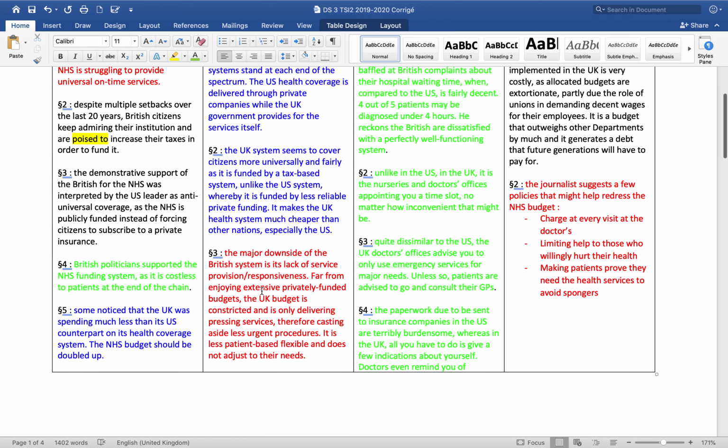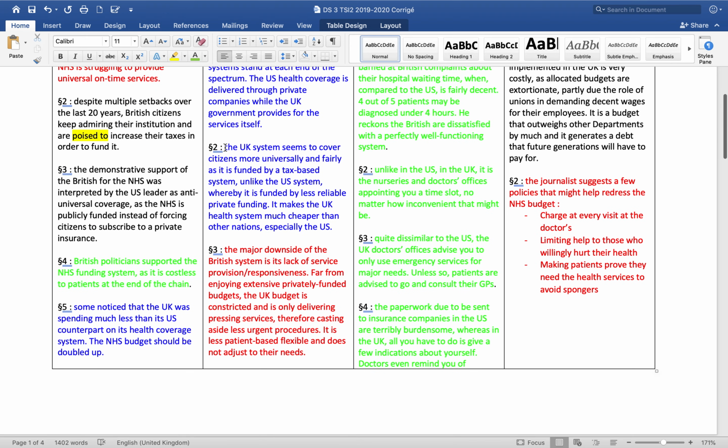That's what it means. Second paragraph, the UK system seems to cover citizens more universally and fairly, as it is funded by a tax-based system, unlike the US system, whereby it's funded by less reliable private funding. If you rely on a private company, a company can always go down. It can go bankrupt. So if you gave money to a private insurance company and it goes bust, we say in English, so it goes bankrupt, all this money will be lost and you will not be covered. But if it's the state, thanks to taxes, which funds the system, then you know that the state will never lack any money. So it's more reassuring.